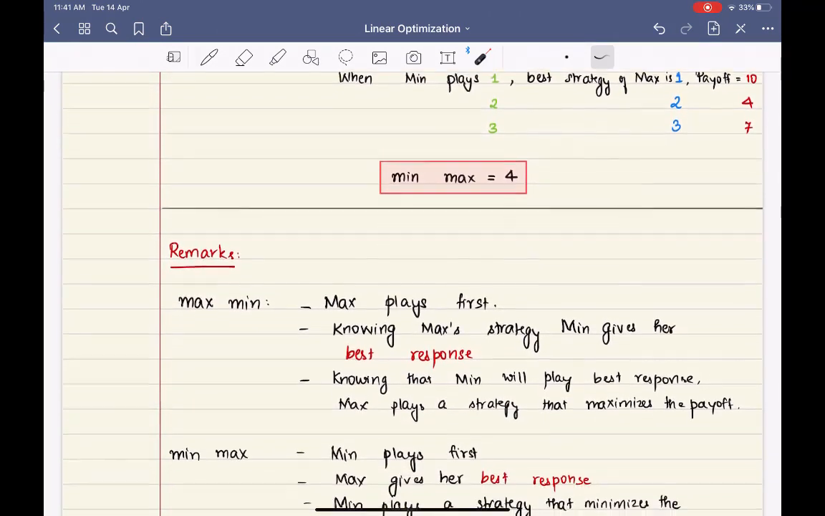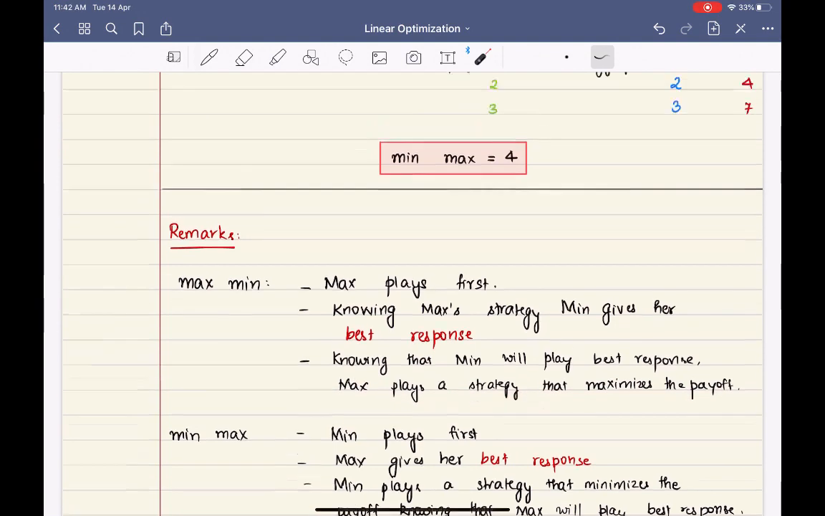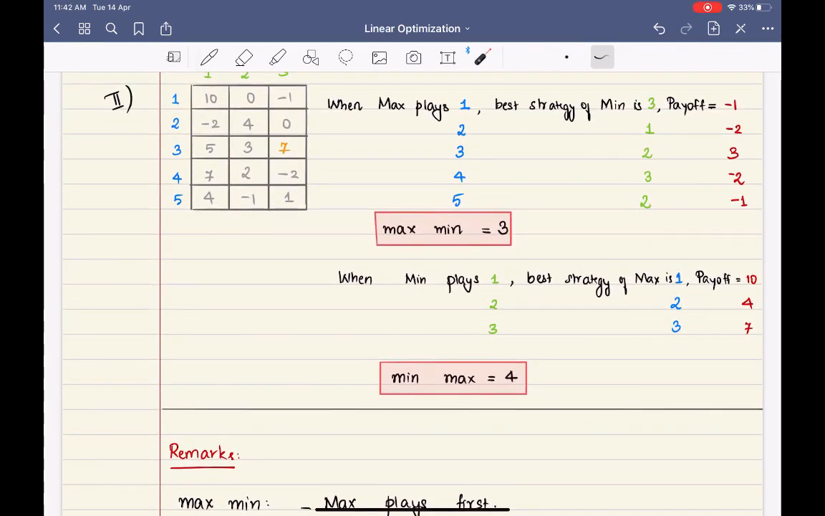So let's kind of give some remarks about what we did. So when we did the Max Min computation, Max plays first and knowing Max's strategy, Min gives her best response. Okay, so how should Max play? Knowing that Min will play the best response, Max will play a strategy that maximizes the payoff. So that is what happened here. Knowing that Min will play the best response, Max found the strategy that maximized the payoff.